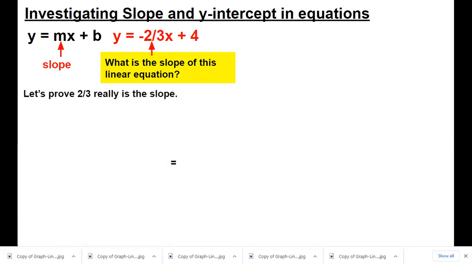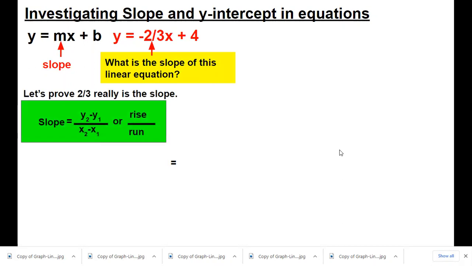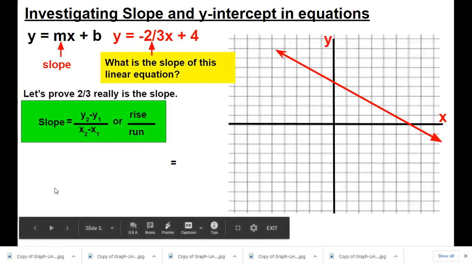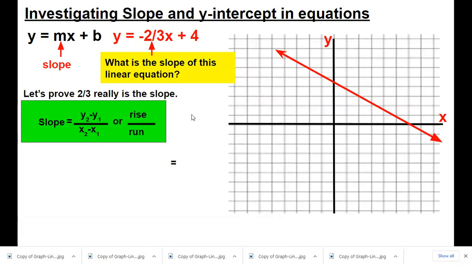Let's prove that -2/3 is really the slope. Well, our slope formula, like we said, is rise over run, or y2 minus y1 over x2 minus x1. Here is the graph of this line right here, and you guys are going to be able to do these graphs as well. So the y-intercept is at (0, 4). Notice how x is at 0 and 4 is where it crosses the y-axis. 1, 2, 3, 4. So that is our b up here. So that is how you figure that out with the equation.